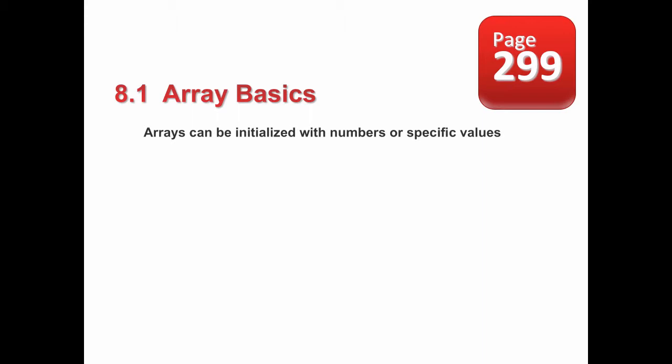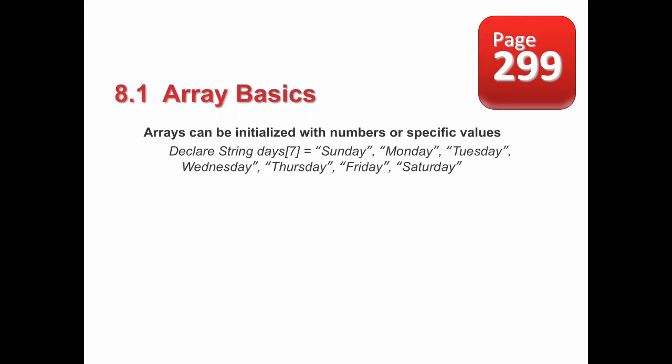All right, arrays can be initialized with numbers or specific values. So for example, if we had a string array called days and we made that 7 elements big, we could then say the array population, or populating the array elements, can be done right there in the declaration statement. So we're going to put Sunday. Now it's in quotes because it's a string, remember? So we're going to put Sunday in 0, Monday in 1, Tuesday in 2, Wednesday in 3, Thursday in 4, Friday in 5, and Saturday in 6.